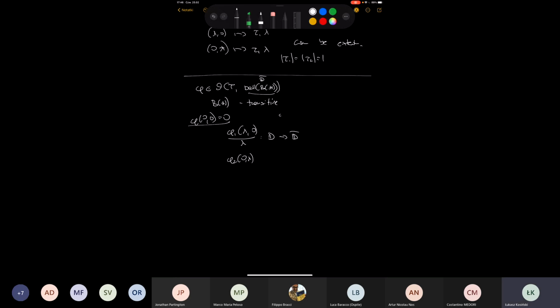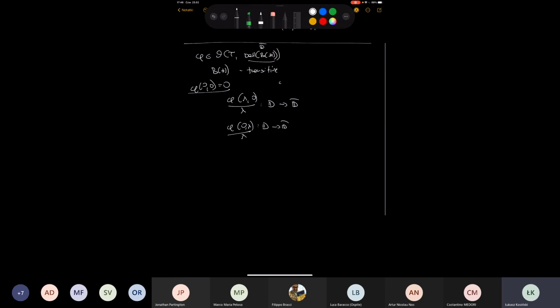Okay, so this is phi 1. So this is phi, and this is phi of 0 lambda. It also goes from D to D. So we can use this model theorem, and we show that there exist unitary, there exist contractions A, B, C, D. This will be A1, B1, C1, D1.